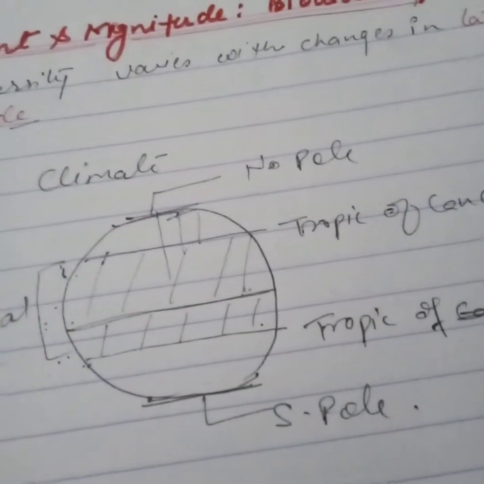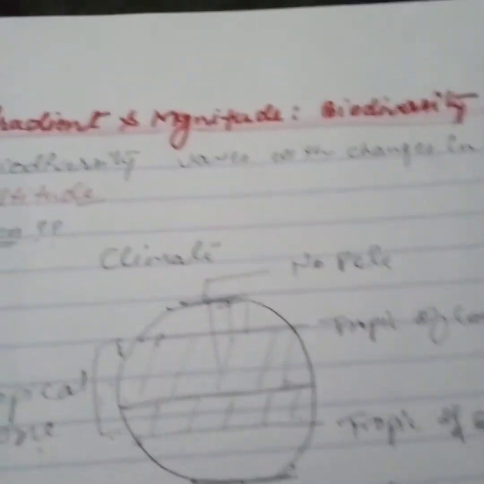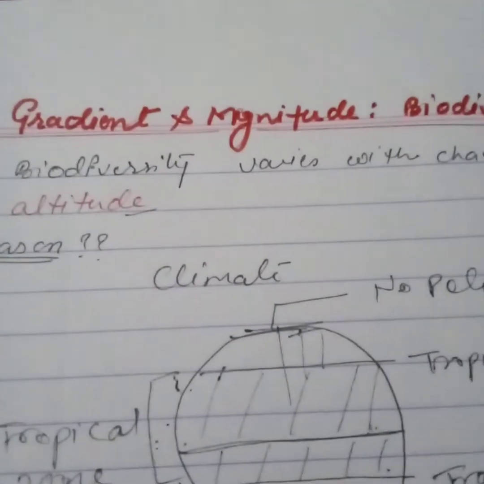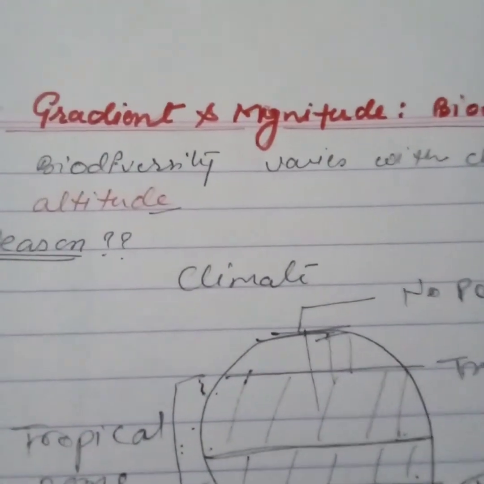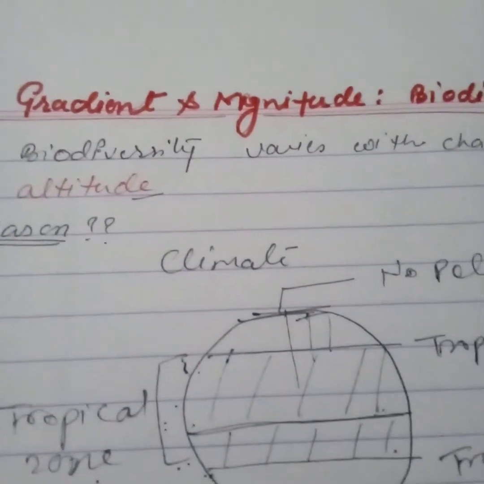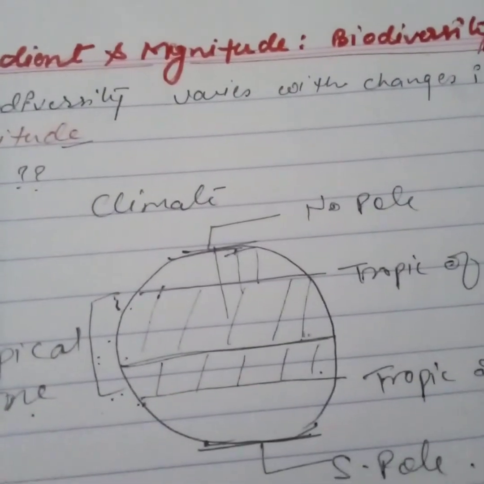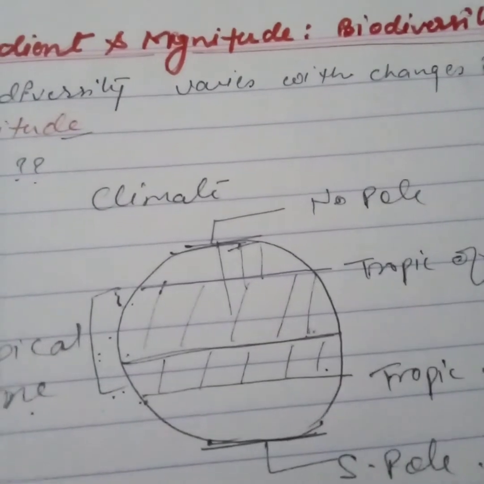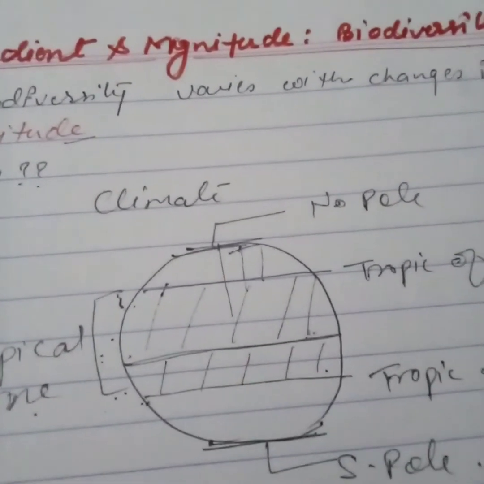Now what is the magnitude and gradient of biodiversity? It means which of the major places where biodiversity can be seen. Clear? So actually, what is magnitude?